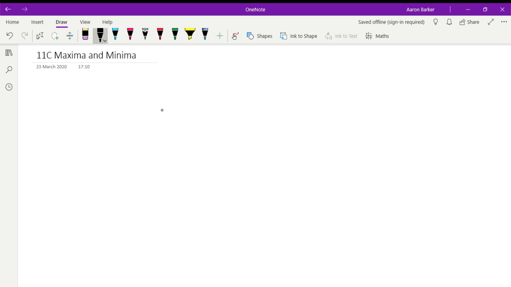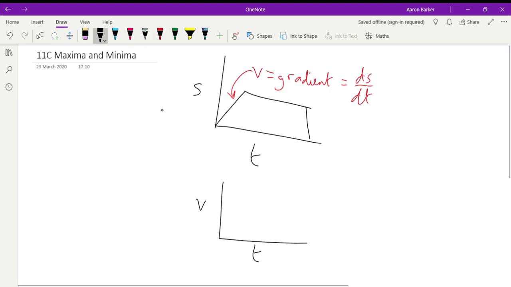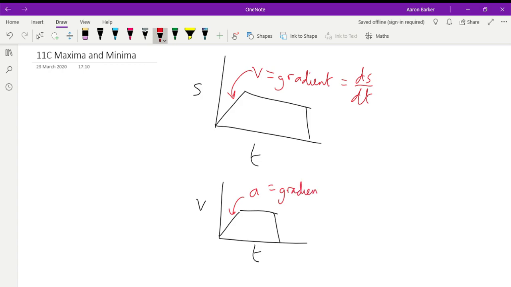So we already know on a displacement time graph, which could look something like this, I don't know why it's sideways. If I wanted to find the velocity on one of these, I would take the gradient, or ds by dt. Similarly, if I had a velocity time graph, let's say it looks similar, then to get the acceleration, I would again find the gradient, or dv by dt.